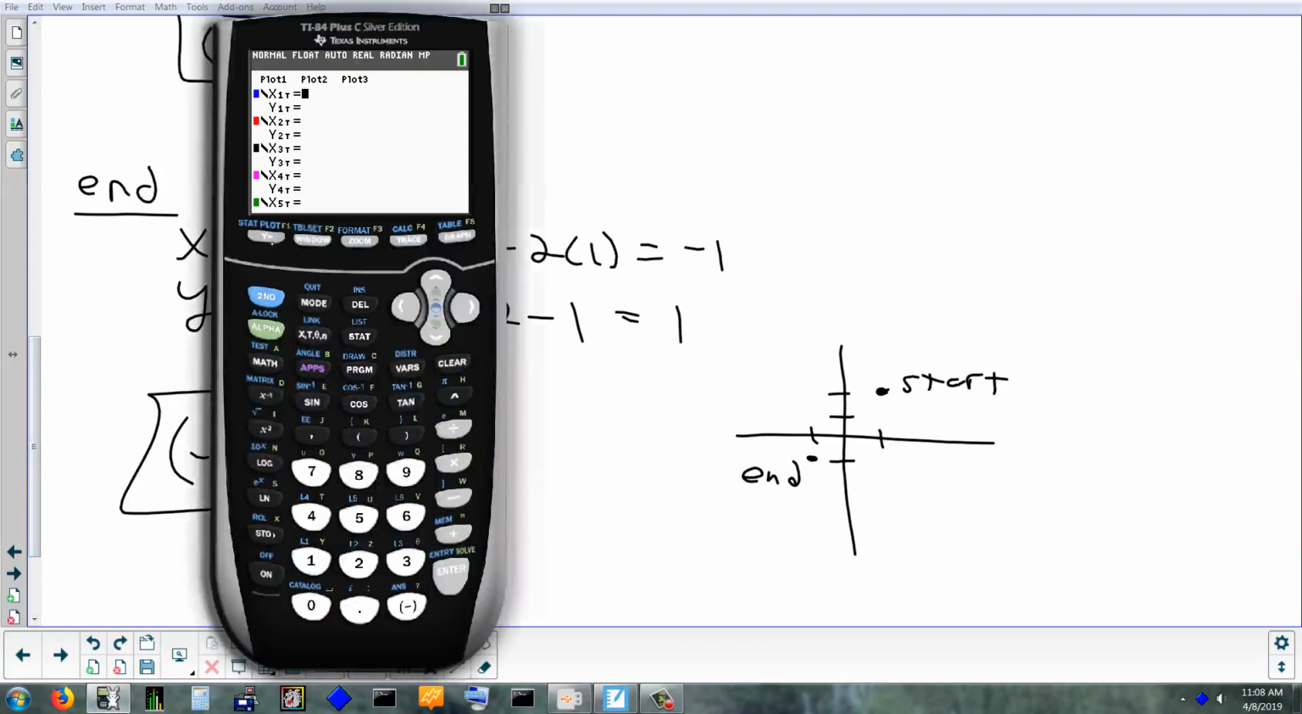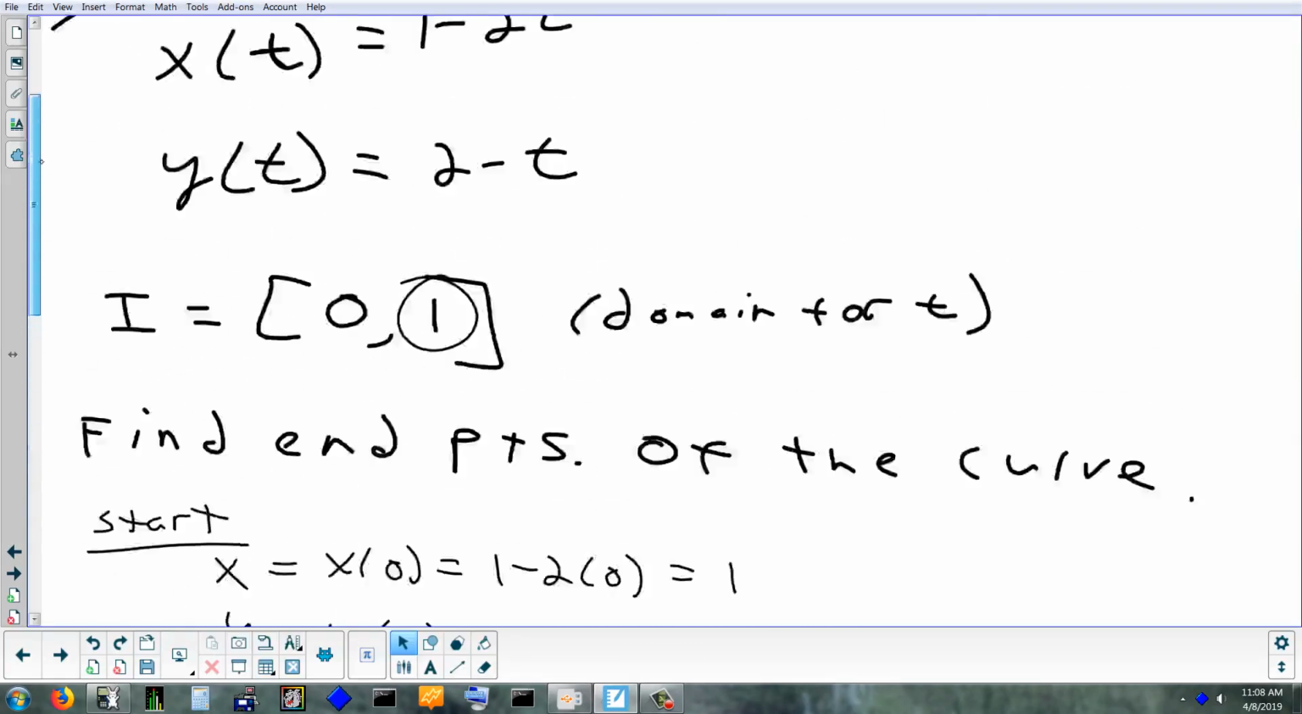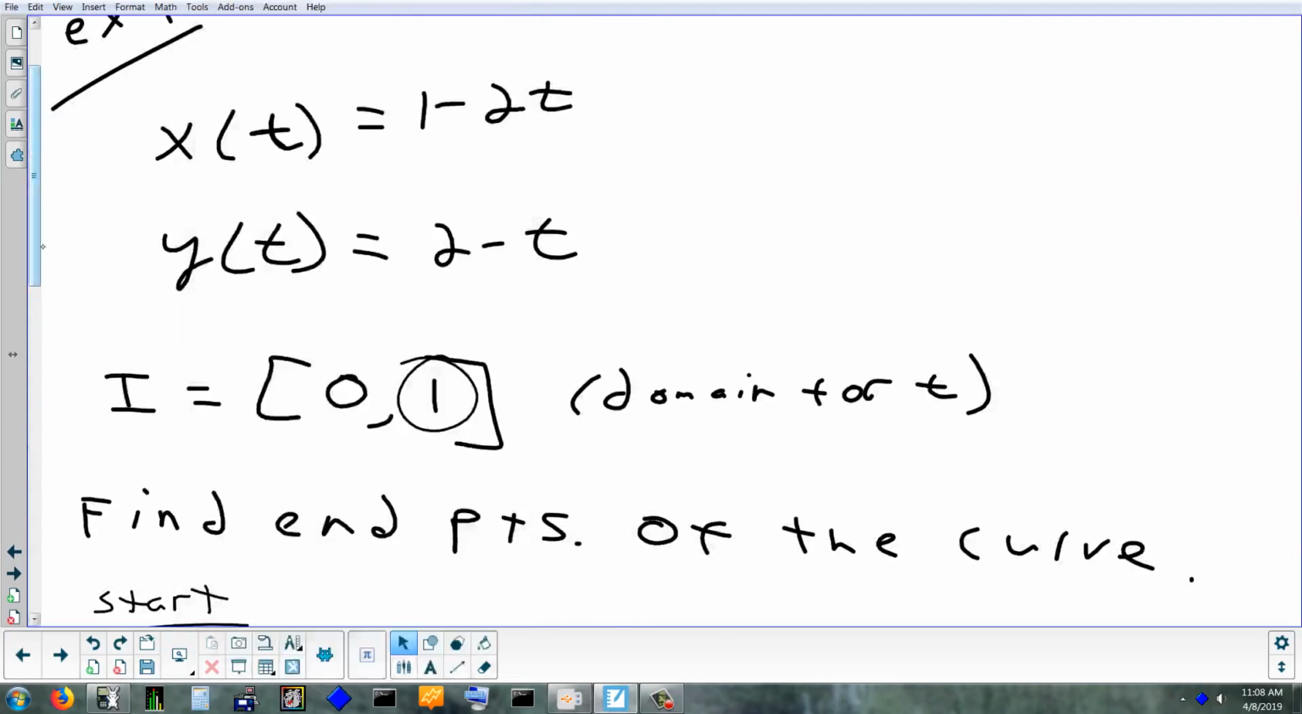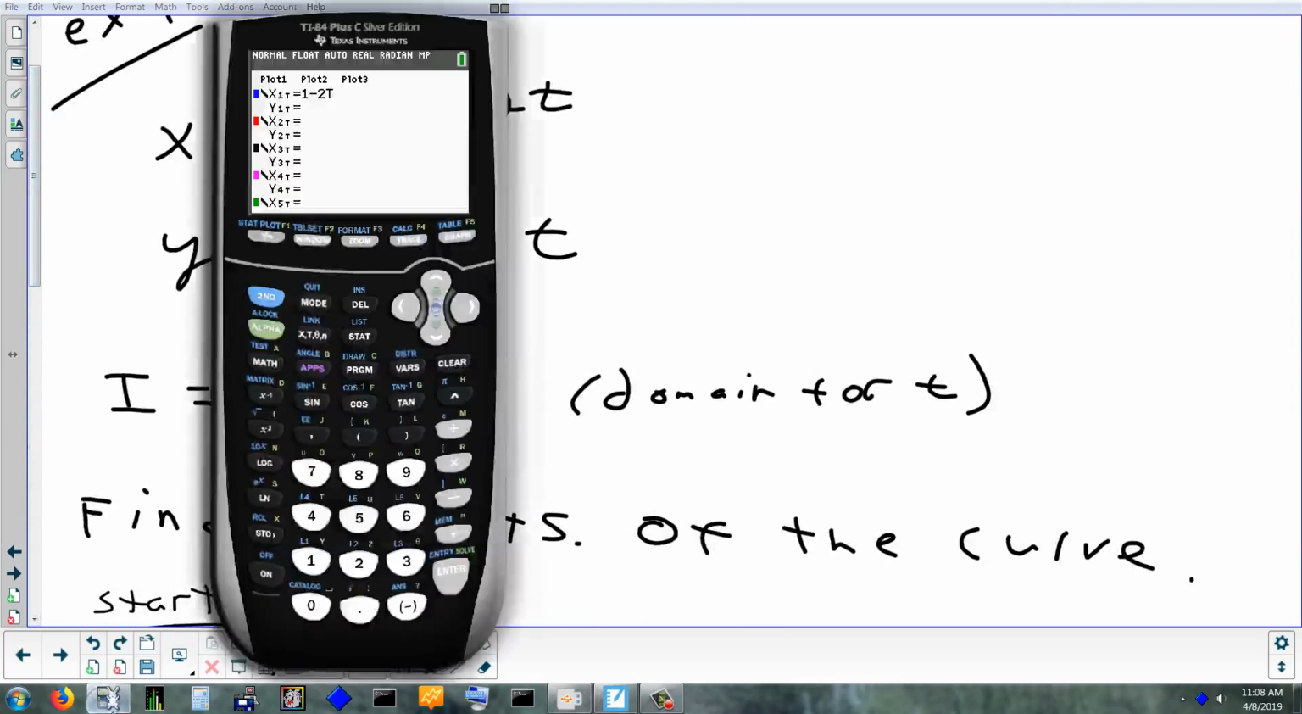All right. So I'll type one in just to show you, but we're going to do a lot more later with the calculator. So x is 1 minus 2t. So put that in. Y is 2 minus t. And you've got to have both. If you leave one of those formulas off, your picture will be blank. Okay, so you put both of them in.